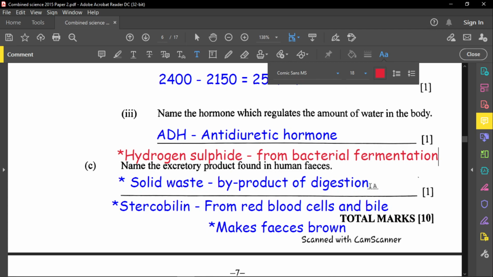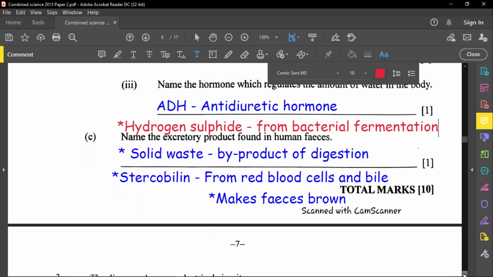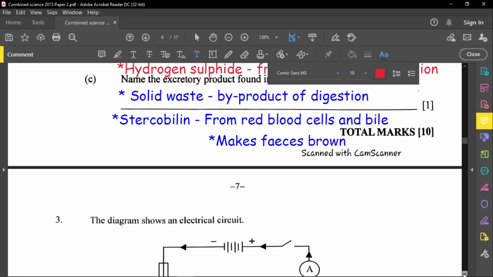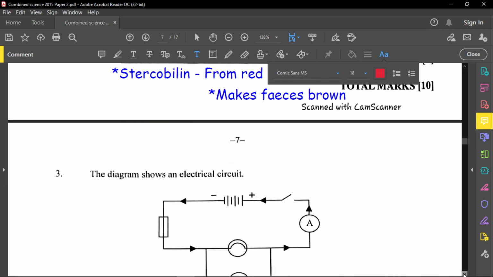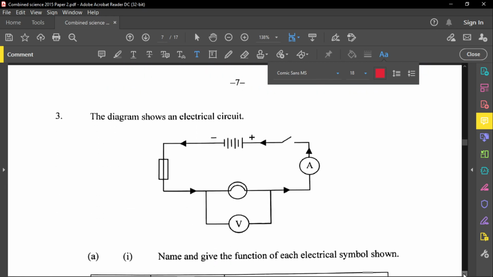But again, these are the products that I'm thinking about that are in feces. I never thought about or even taught that feces is an excretory product. It's undigested food. But those are the answers that I came up with. So we can have a discussion about them in the comment section. You could comment about them and we could talk about it.